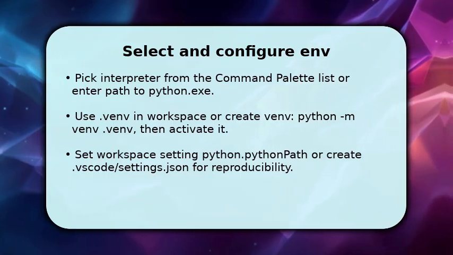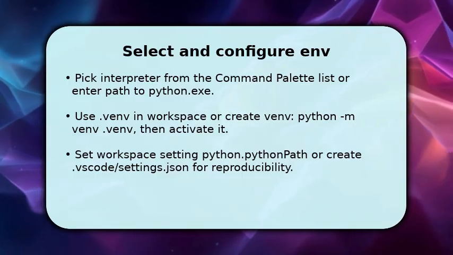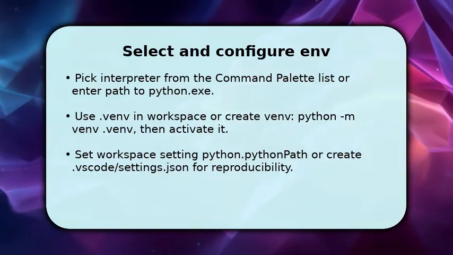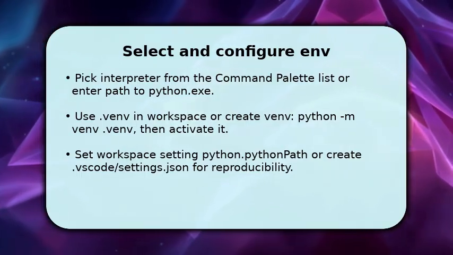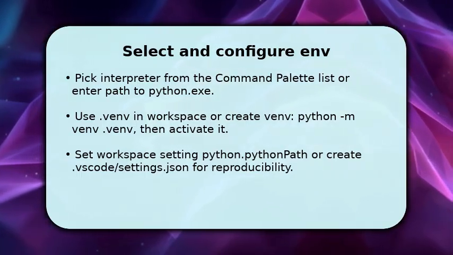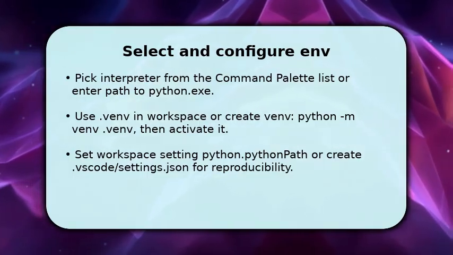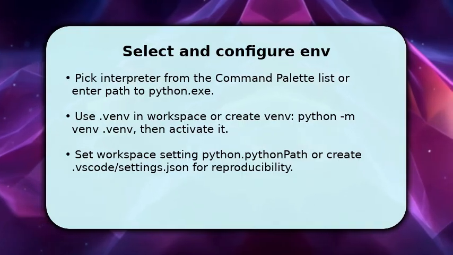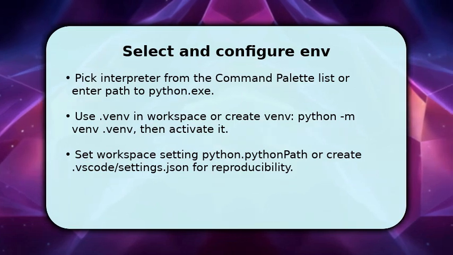If you prefer a new virtualenv, run python -m venv. Venv, then activate it in your terminal and reopen the command palette to reselect it. For conda, activate with conda activate env name or let VS Code run the activation for integrated terminals. Make sure tasks, linters, and debugger use the same interpreter. Adjust settings in .vscode/settings.json to lock the environment for the team.